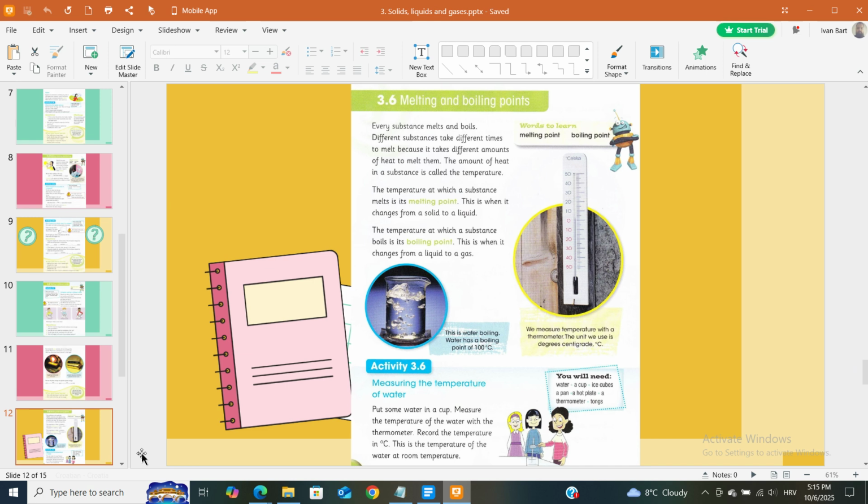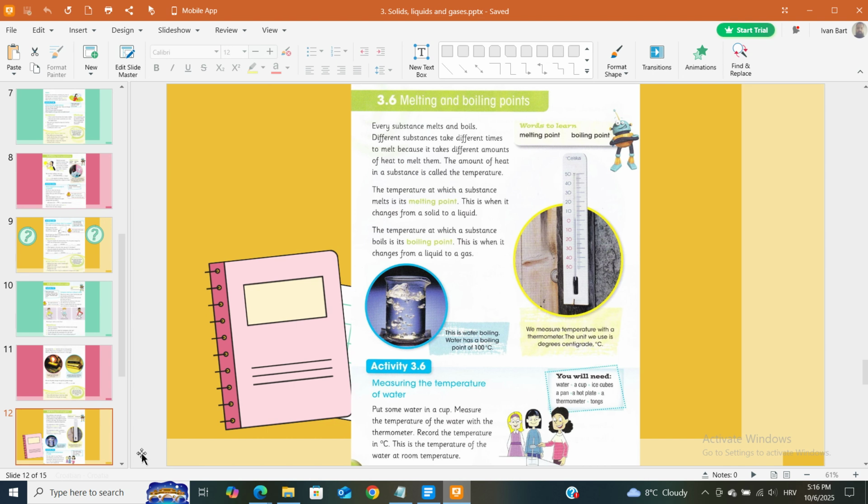Celsius. This is water boiling. Water has a boiling point of 100 degrees Celsius. We measure temperature with a thermometer. The unit we use is degrees centigrade, degree C.